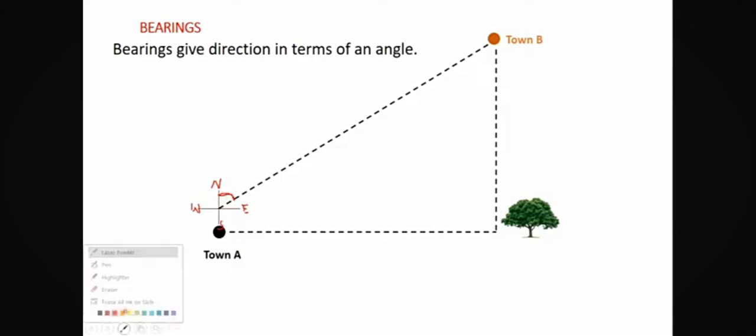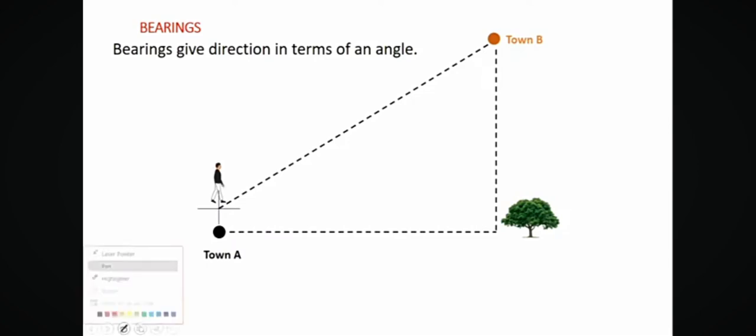So let's say that the angle we are going to give, or the angle formed here, is 70 degrees. So all Mr. Kofi will need to do is that when he gets to Town A, he will face in the northern direction, that is this direction, then turn 70 degrees towards the east. When he turns 70 degrees towards the east, he is going to be on this line. Then he will now begin to walk on this line, and he will get to Town B.